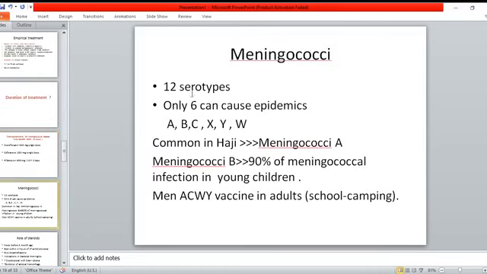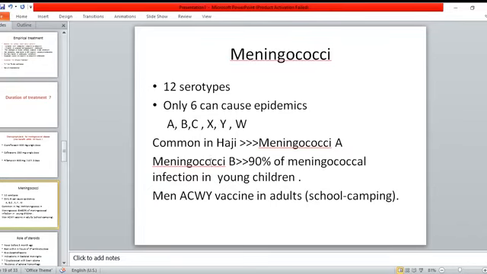This is just very brief information about meningococci. Meningococci are gram-negative cocci. You have 12 serotypes. Only 6 can cause epidemics: A, B, C, X, Y, W. The common serotype in Hajj, if the scenario is from Hajj, is meningococci serotype A.